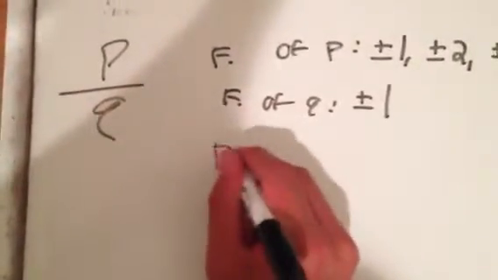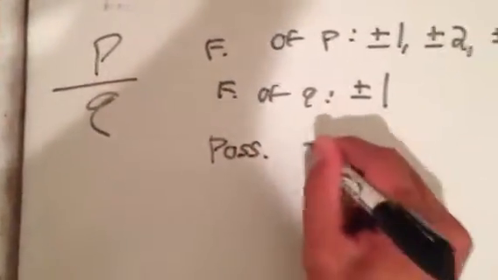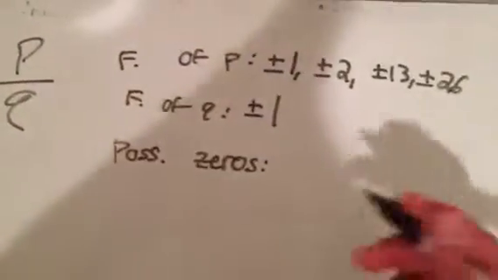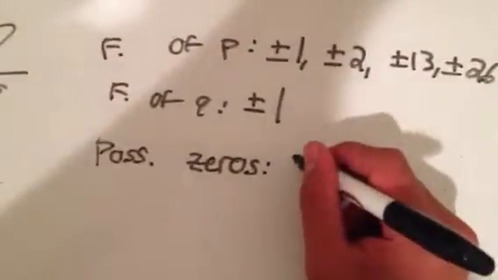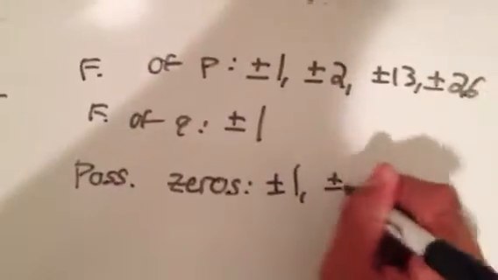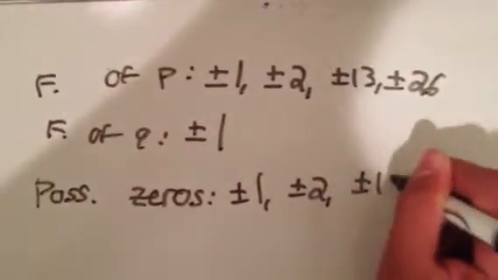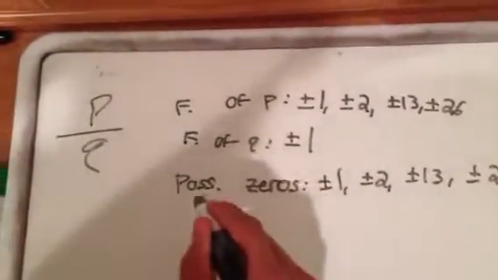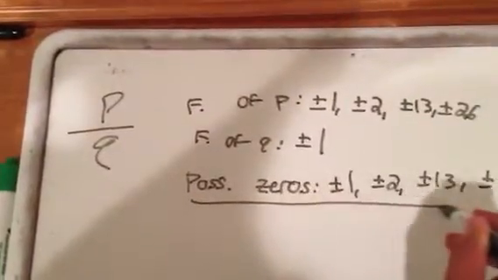that the possible zeros, like I said, not all of them are going to work. Only a select few will, or maybe it won't. So we'll see. Plus or minus 1, plus or minus 2, plus or minus 13, and plus or minus 26. So those are our possible zeros. This is important to keep in mind.